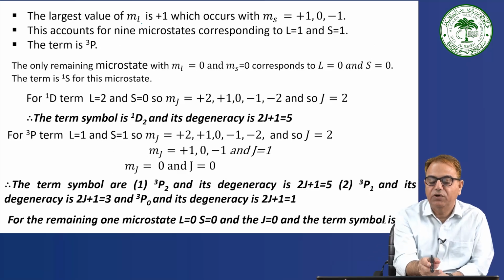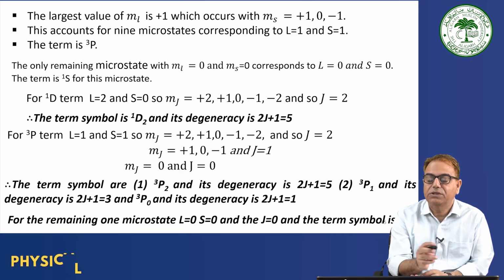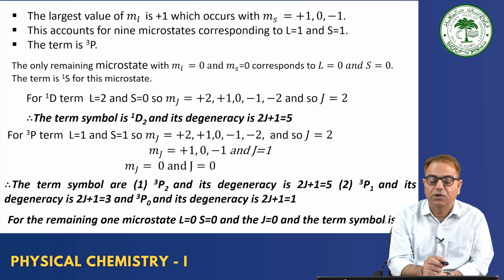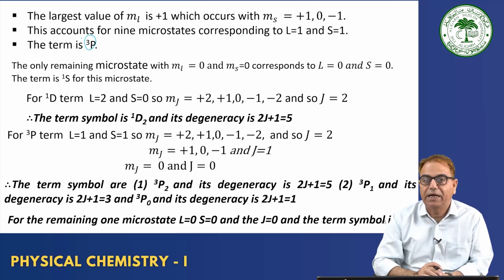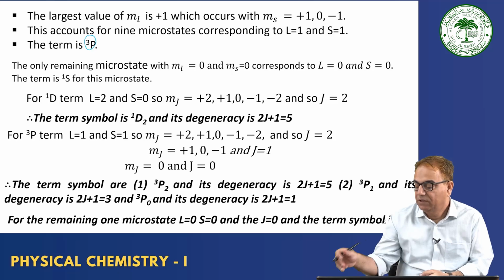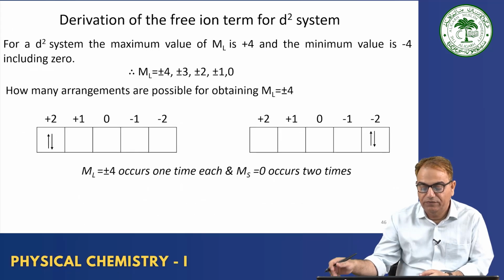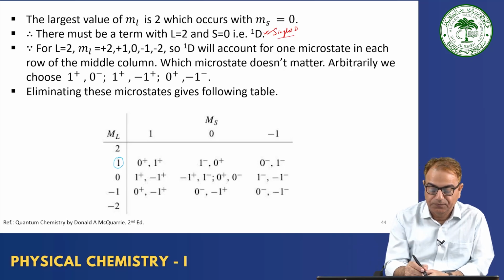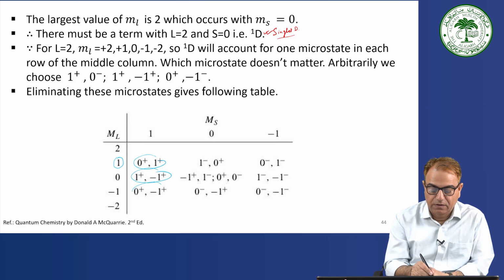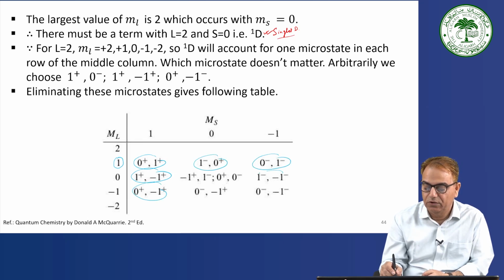You see the largest value of ML is +1, which occurs with MS equal to +1, 0, -1, and this accounts for 9 microstates corresponding to L equal to 1, S equal to 1, and the term is triplet P. Now it accounts for 9 microstates. So how do we choose these 9 microstates? You can choose this one, this one, this one. It's all single, so no issue, it will go.